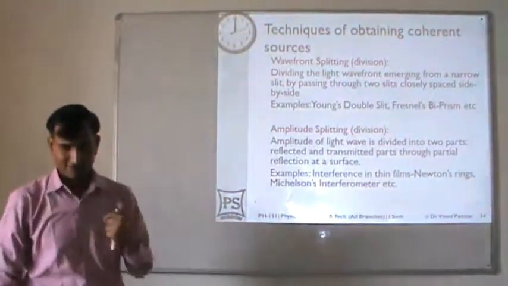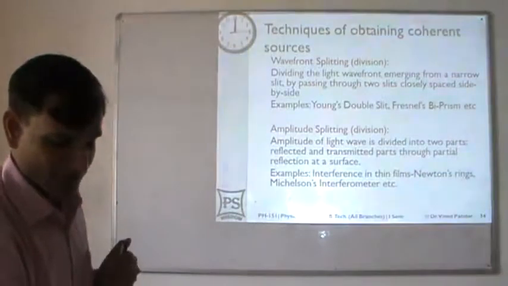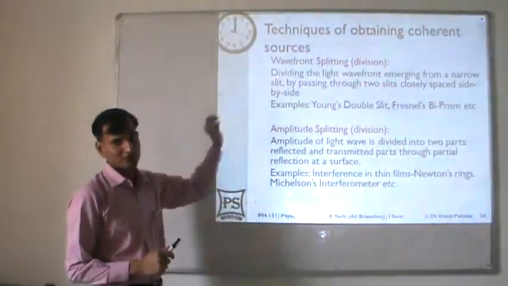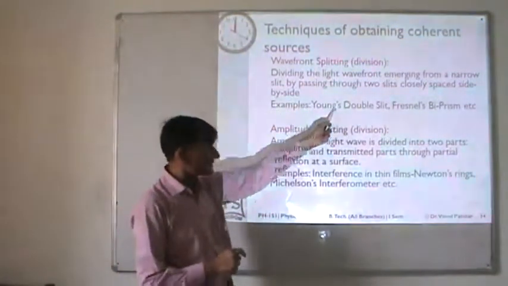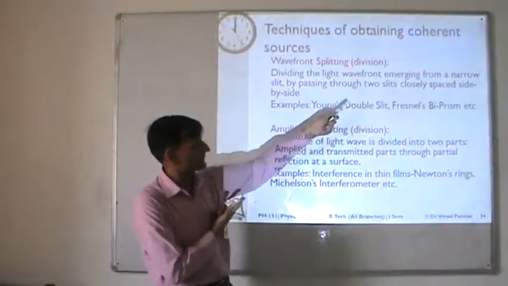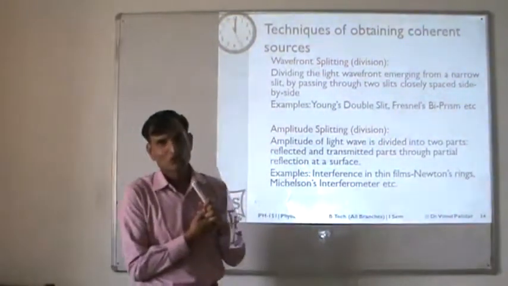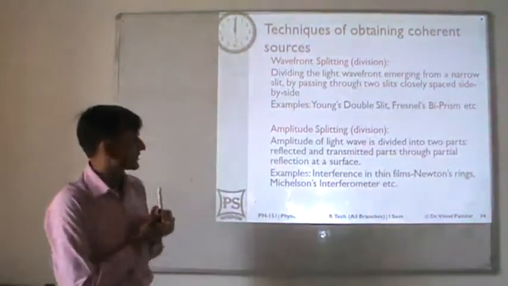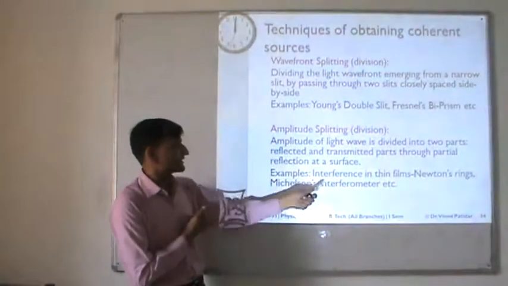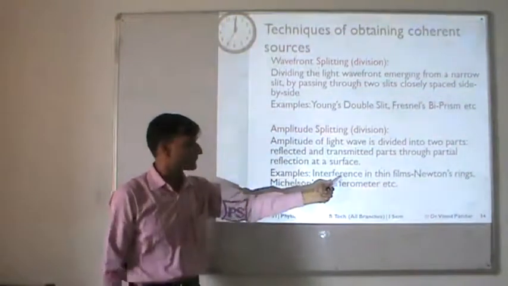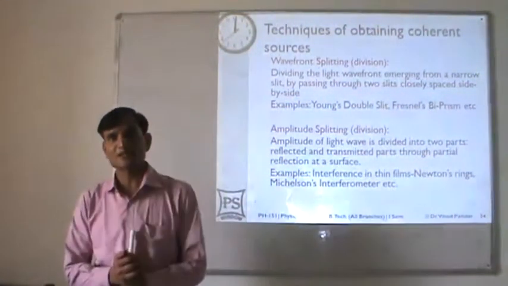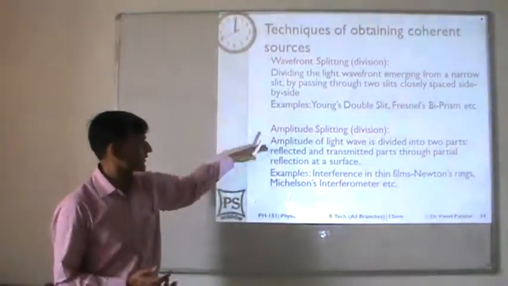So by using wavefront splitting and amplitude splitting, we can produce coherent sources. Now I will just give you the names. Young's double slit experiment, as I mentioned, is an example of wavefront splitting. Fresnel biprism is also an example of wavefront splitting. On the other hand, amplitude splitting or amplitude division is used in interference in thin films, which we will also see, and even Newton's ring experiment and the Michelson interferometer belong to this category of amplitude splitting.